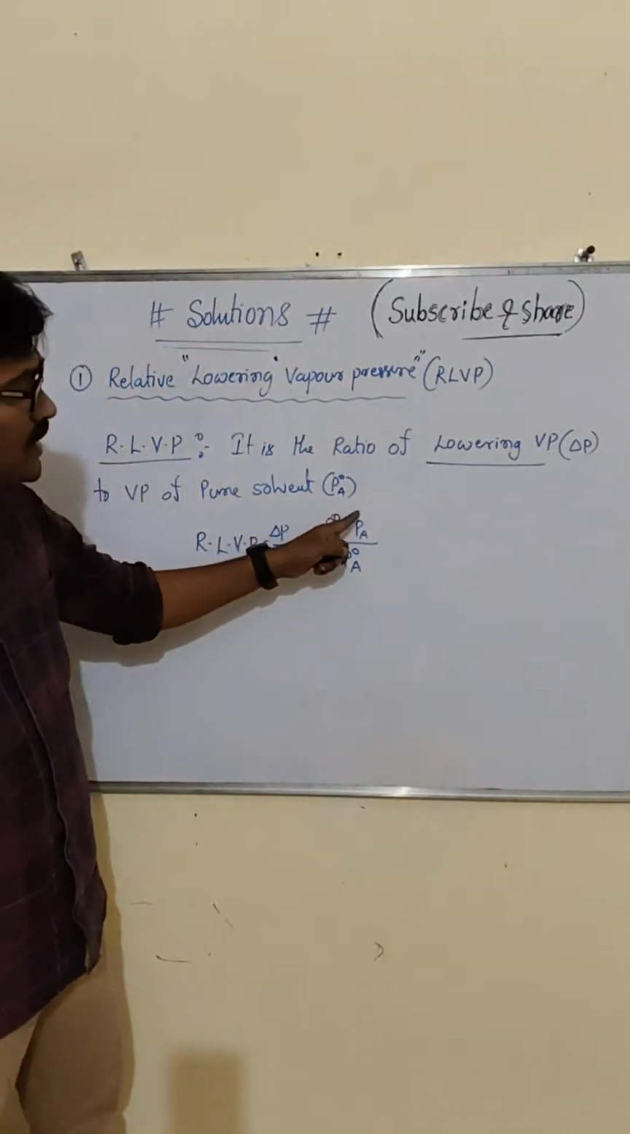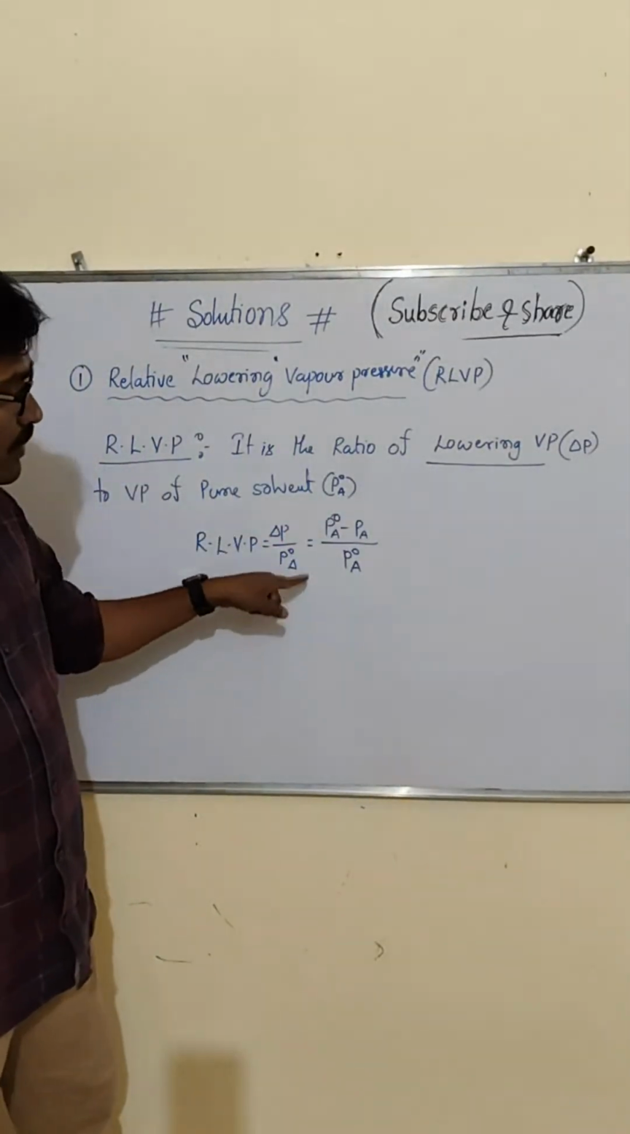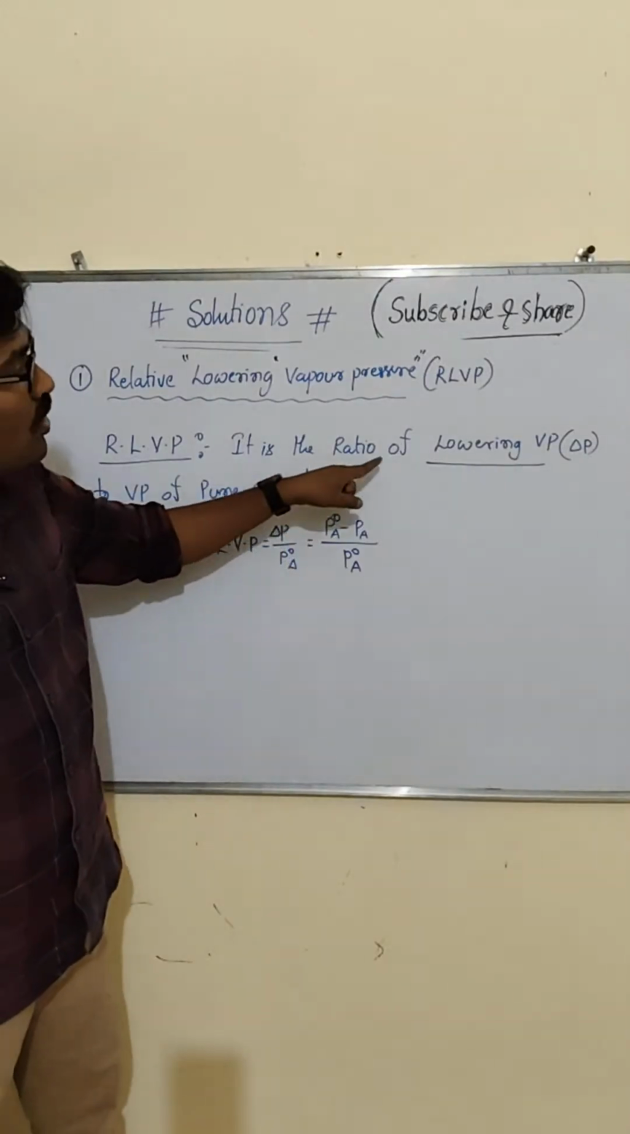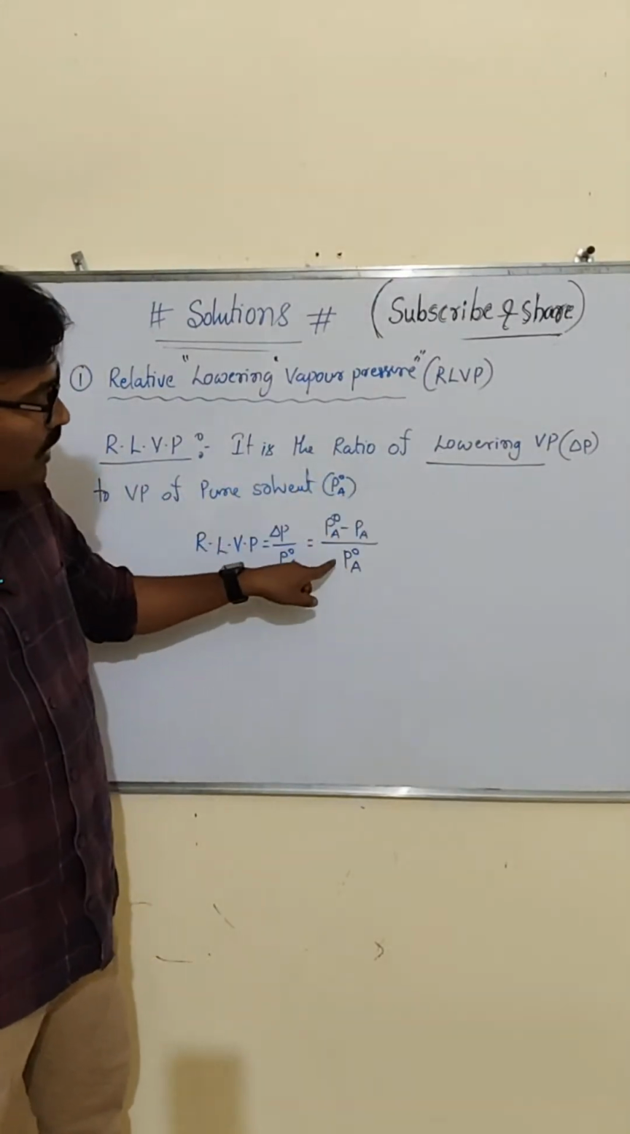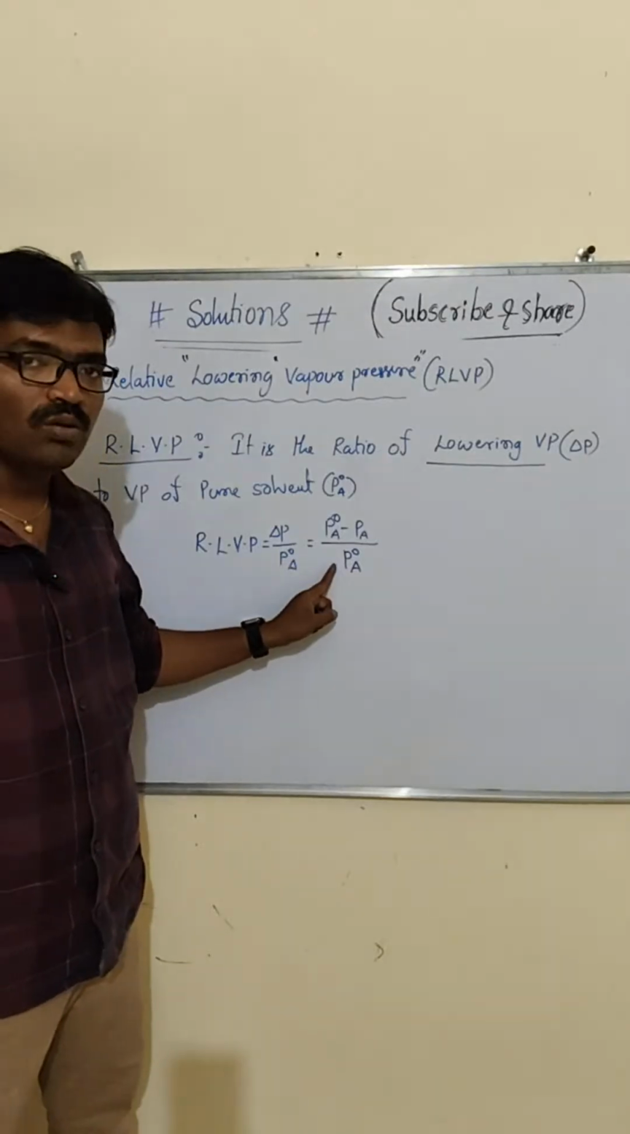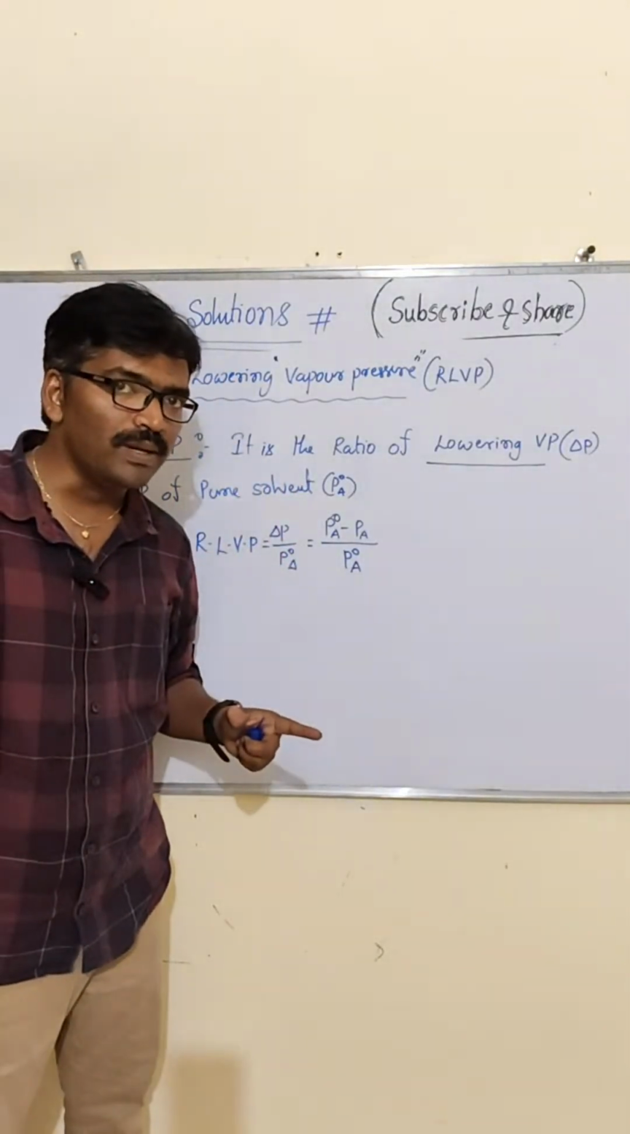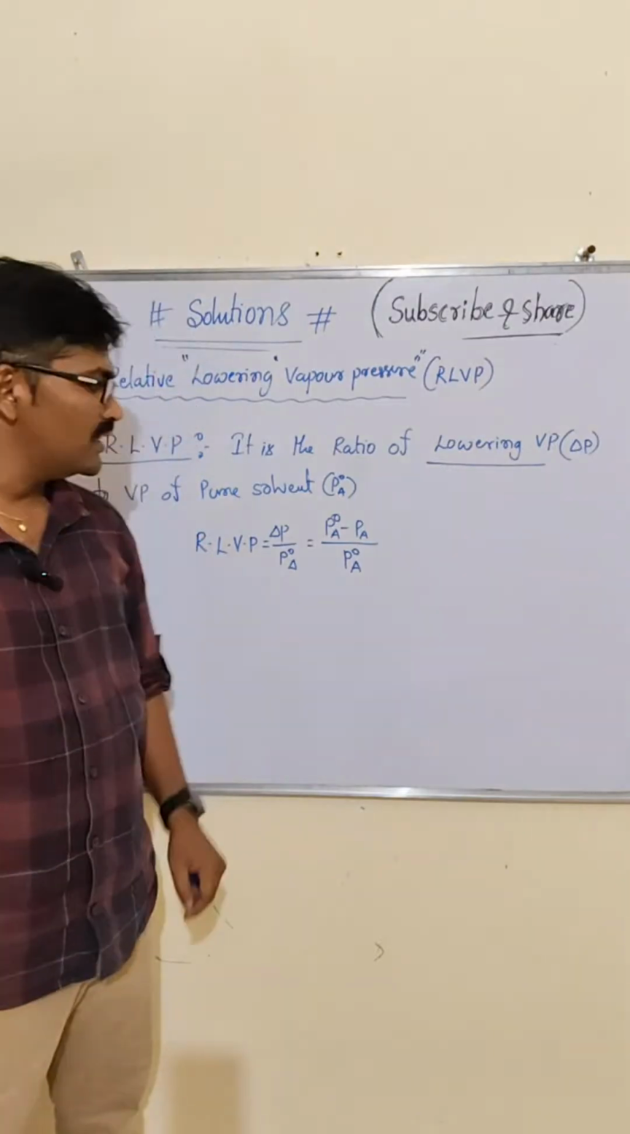P naught A minus PA is the lowering of vapor pressure. So the ratio of the lowering of vapor pressure to the vapor pressure of the pure solvent is called the relative lowering of vapor pressure. Clear, my dear students? Right.